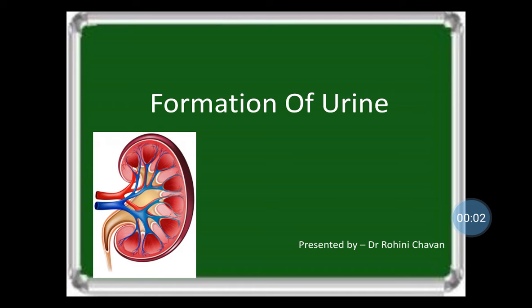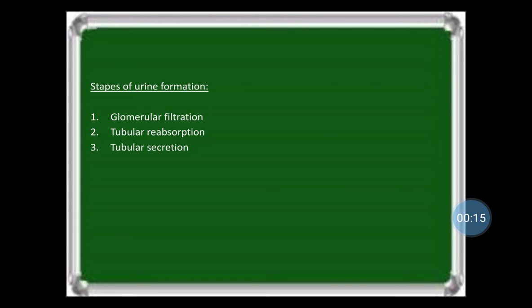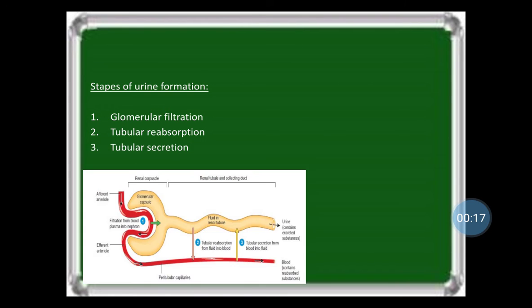In this video, we are going to discuss the formation of urine step by step. There are three steps in the formation of urine. First is the glomerular filtration, second is the tubular reabsorption, and third is the tubular secretion.